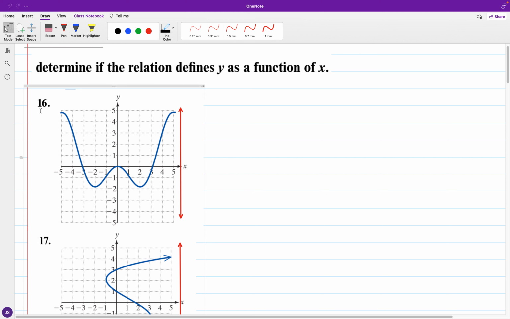For the graph in number 16, it says to determine if the relation defines y as a function of x. Here we have a curve in the shape of something like a W. If I were to run a vertical line through this from end to end, you'll notice for each of the x values you have intersection at most 1 point. So in the case of number 16, that one is a function.